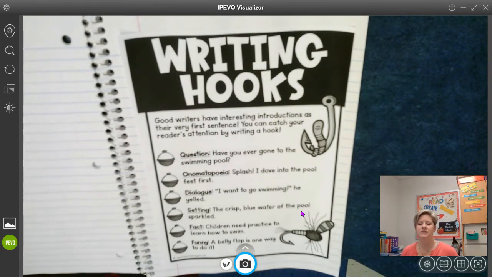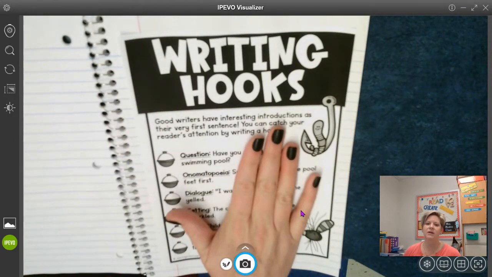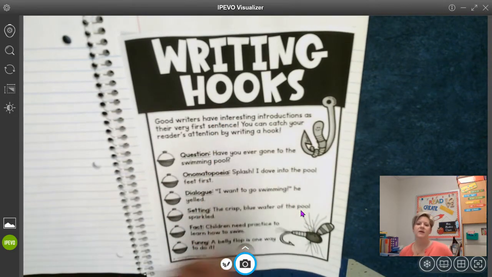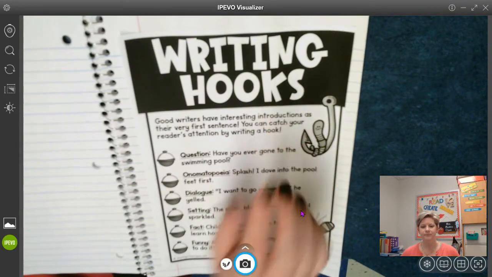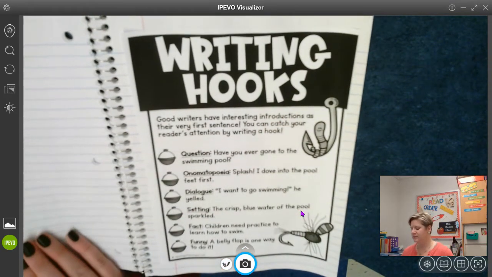So today for our flipped notebook activity, we are going to be talking about writing hooks. Now, when you are writing your personal narrative, because that's where we're heading here, you want to think about how you're going to get your readers interested in what you're writing about. How are you going to keep the person who is reading your story wanting to read more? And that is called the writing hook. So that's what we're going to talk about today.